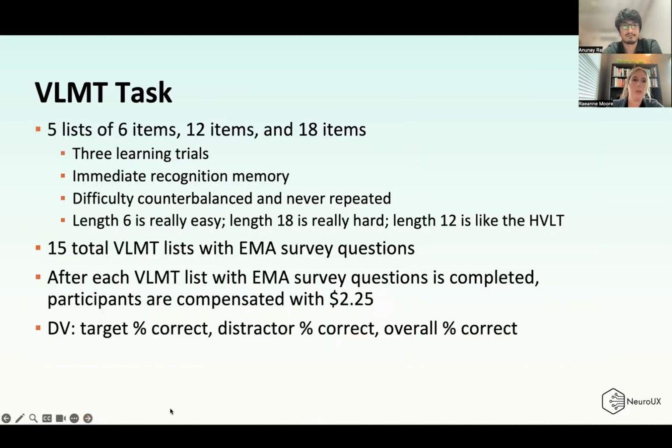So for this study, again, they completed the word list 15 different times. So they did each word list length 5 times. And they did 3 learning trials each time. So they did back-to-back learning trials at each administration. These were not done after delay, so it was immediate recognition memory.